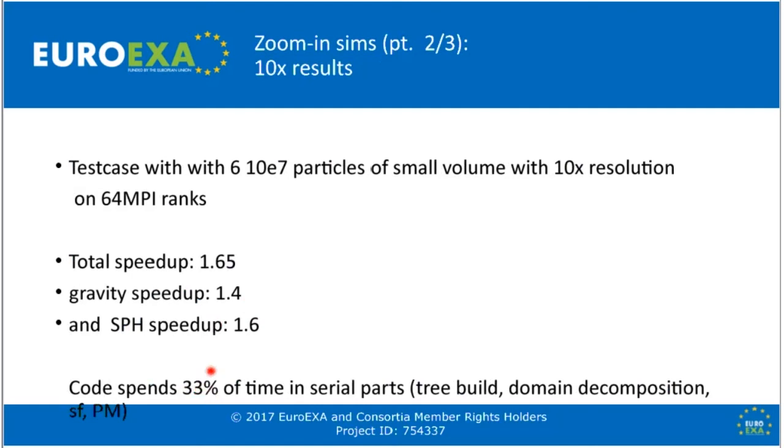But one third of the code is now running on serial parts: the pre-build, domain decomposition, and the particle mesh. So one thing that we will have to do in the near future is to really optimize those parts that a few years ago were not even a problem, but now that we are running code on GPUs, they start taking a considerable amount of time. We will probably spend some effort optimizing those serial parts that are becoming the new bottlenecks.